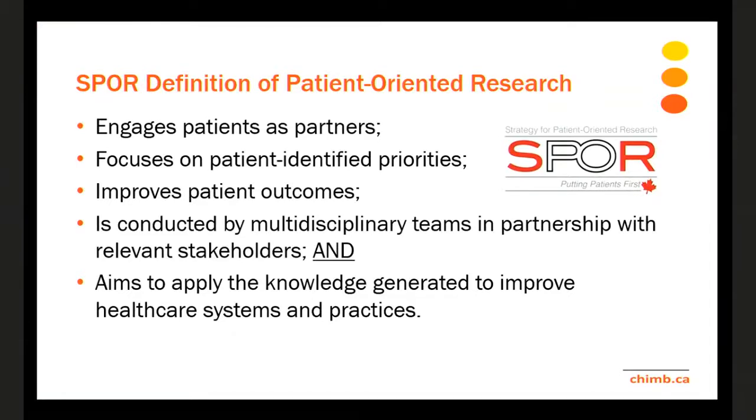A lot of times when we do research, it's about what researchers want. But in patient-oriented research, we want to make sure that people who are living with health issues, caregivers, and community, that we're focusing it on their priorities. It improves patient outcomes, so it has to be something that's going to improve the quality and the well-being of everyone. It's conducted by multidisciplinary teams.